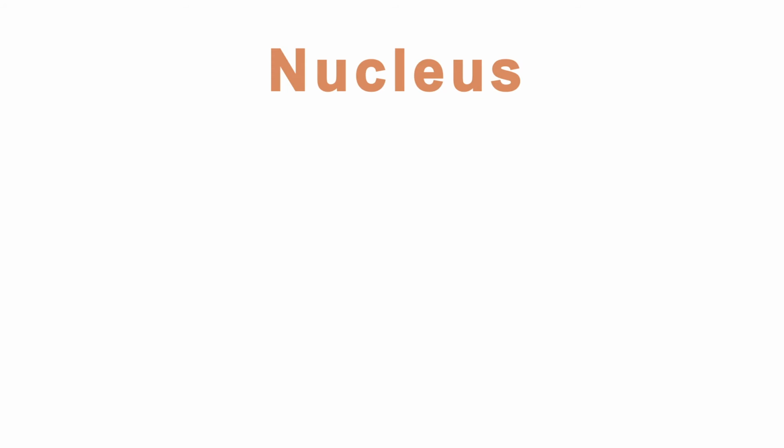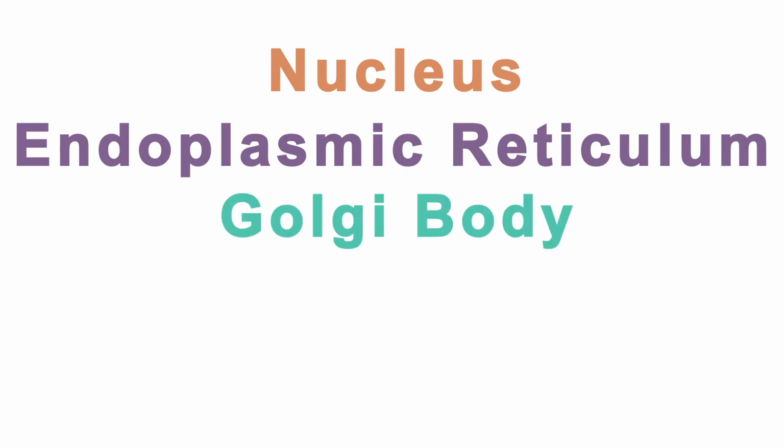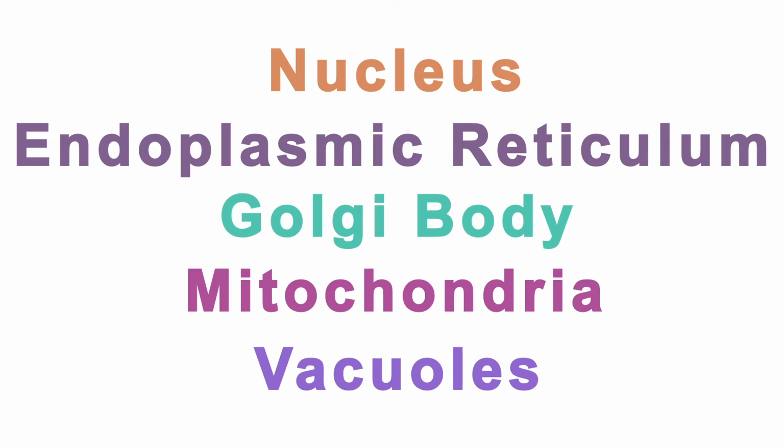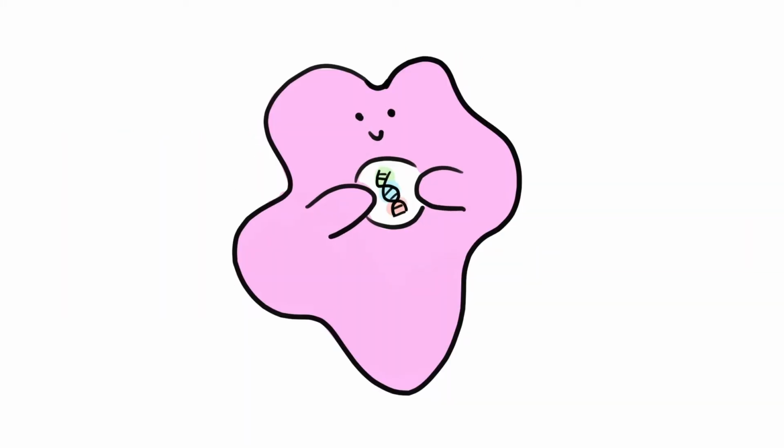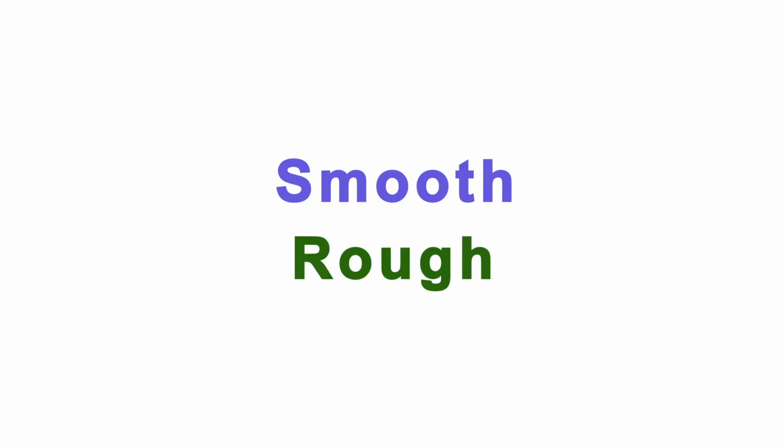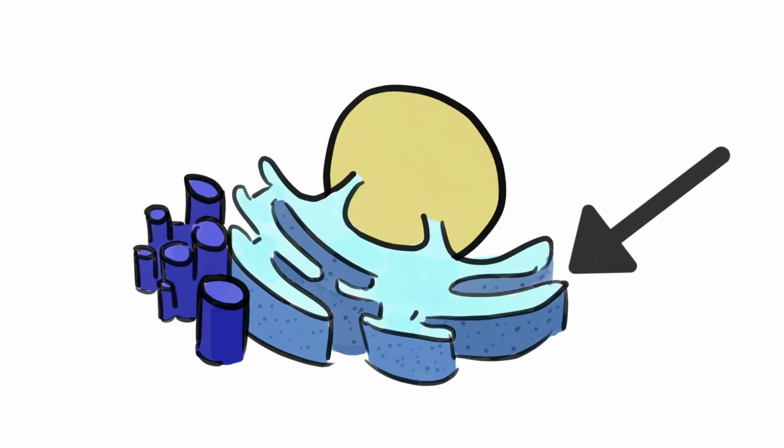With that being said, let's move on to eukaryotic cells, which are more complex and have more organelles than prokaryotic cells. These organelles include the nucleus, endoplasmic reticulum, Golgi body, mitochondria, and vacuoles. The nucleus is a large spherical organelle that stores DNA. Around it is another organelle called the endoplasmic reticulum. There are two types of endoplasmic reticulum, smooth and rough. The rough endoplasmic reticulum is rough because there are ribosomes attached to it. And since we know that ribosomes produce proteins, we also know that the rough endoplasmic reticulum produces proteins.